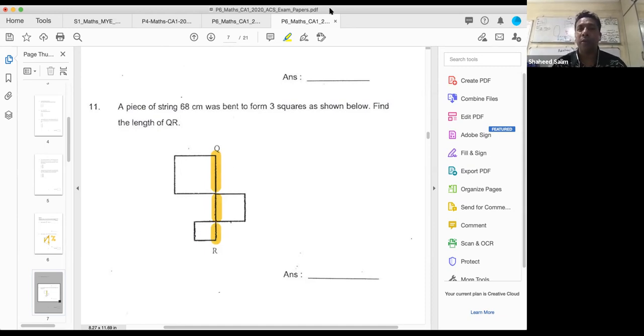So what can I do? I want to label them. One side I call A. This one I call B, and the last one I call C. They want you to find what ABC is. QR is ABC.